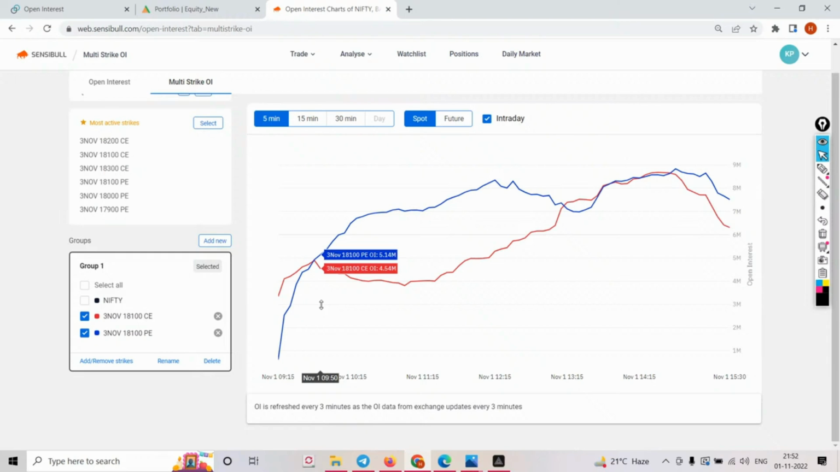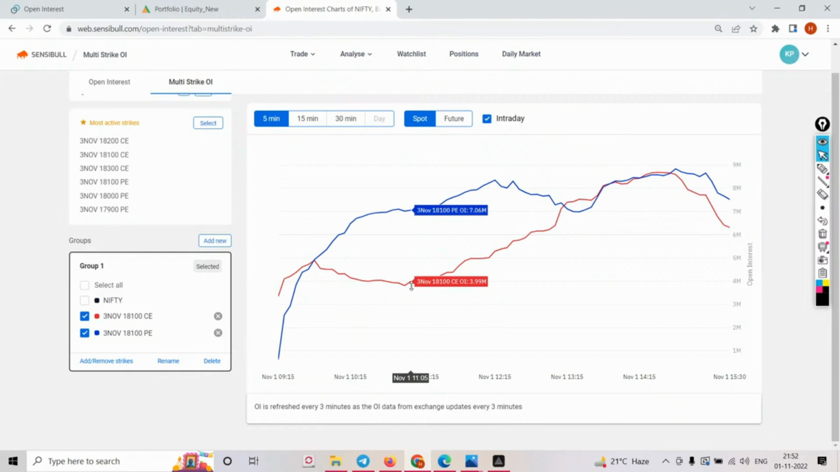Now what happened at let's say 10:05, your put has taken over on the call. Okay, so let's see what happened at this point. At exactly 11:05, put has taken over. All of a sudden, if you look at this call side, even that started going up.